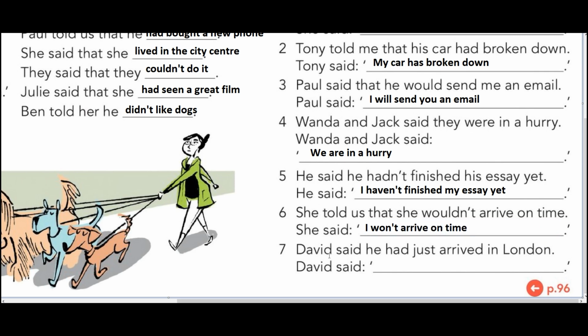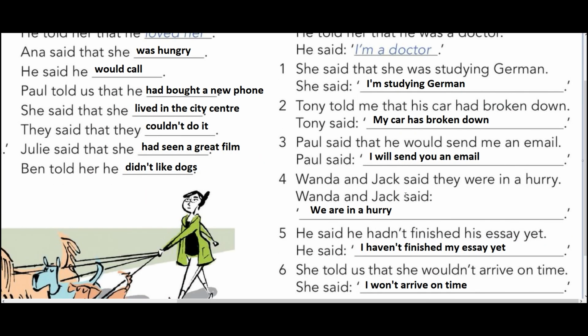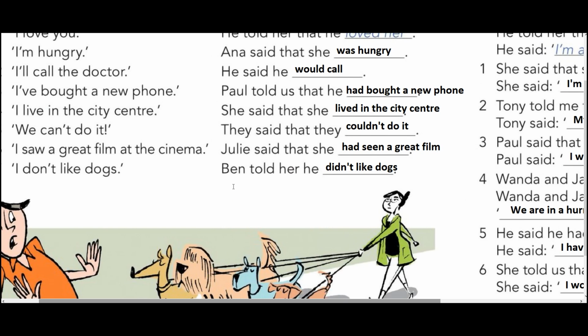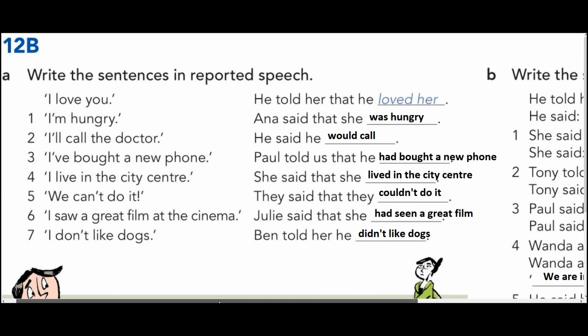And number 7. David said he had just arrived in London. Again, with just, we often use the present perfect. So we use this one. David said, I have just arrived in London. And as you see, that's all. It can be difficult if you can't remember which tenses we change to which ones, but if you can memorize this rule, it will be really easy. But anyway, let's read the answer keys.